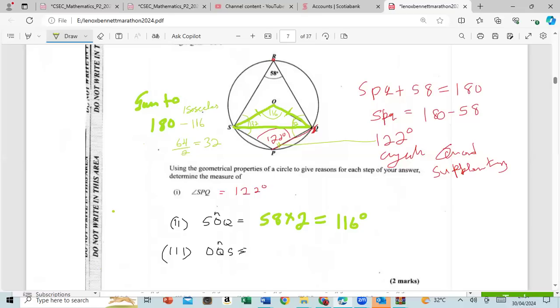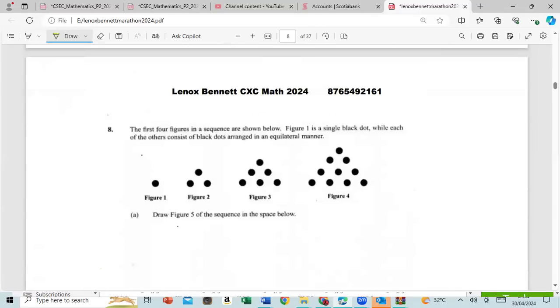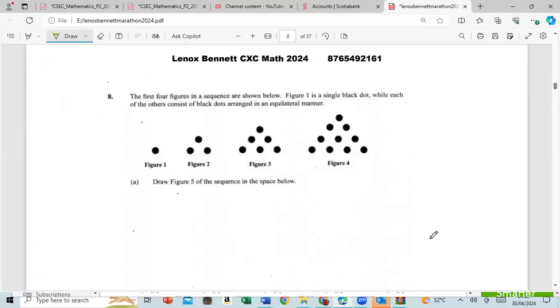Alright. I'm going to say, we're good now? I think this is something where you can relax. Alright, so it says the first four figures in a sequence are shown below. Figure 1 is a single black dot, while each of the other figures consists of black dots arranged in an equilateral manner. And I give you figure 1, figure 2, figure 3, figure 4. Guys, surprisingly, students actually struggle with this. But just try and figure it out. It says draw figure 5 of the sequence.